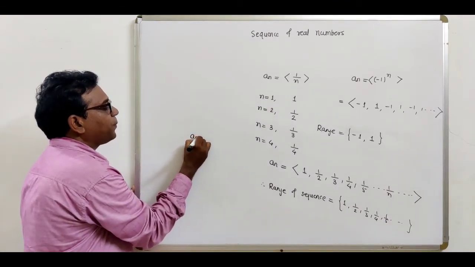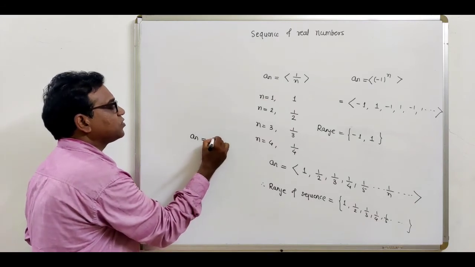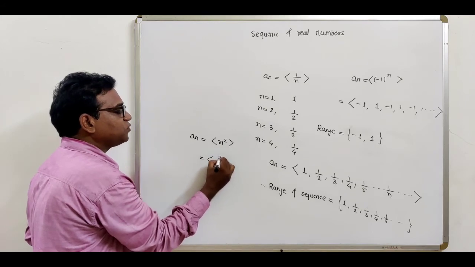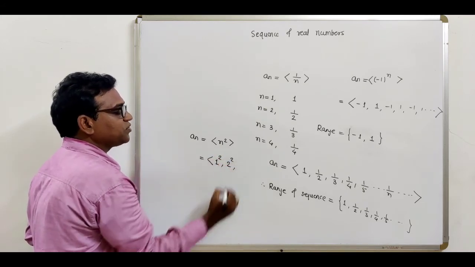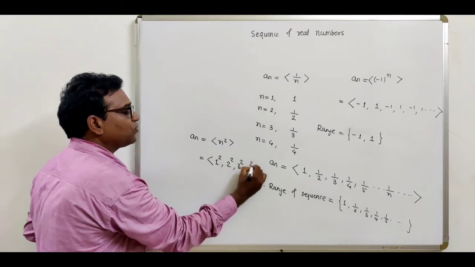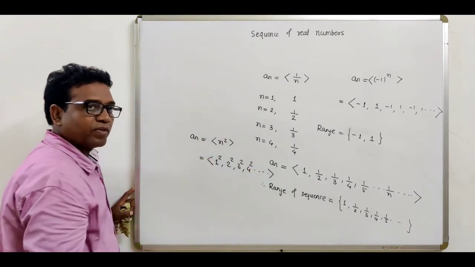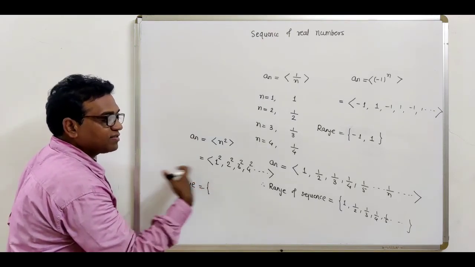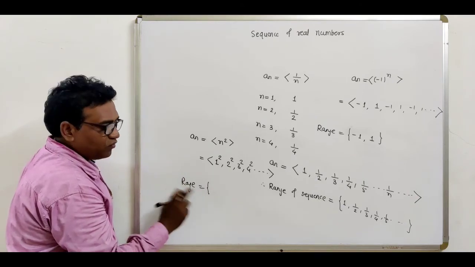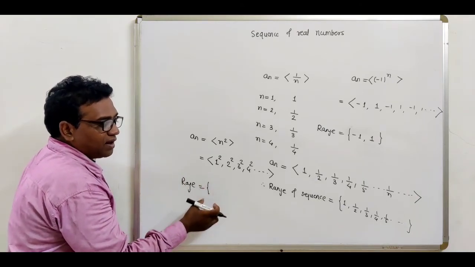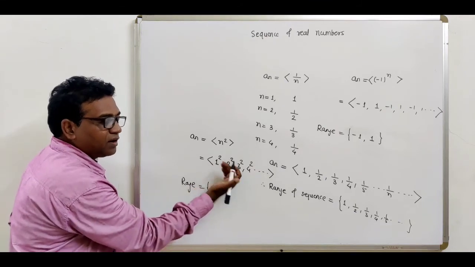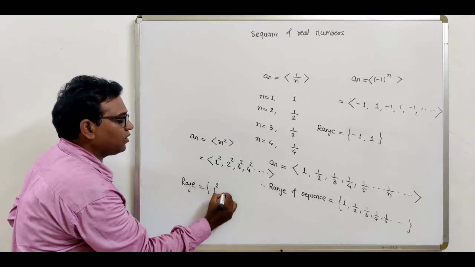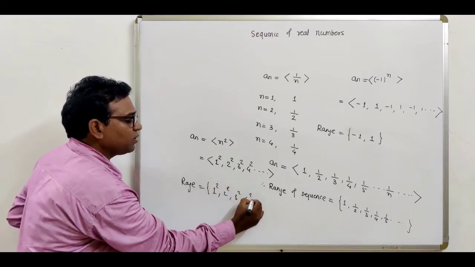Now consider the third example of an infinite sequence: suppose it is n squared. So what are the elements? Put n equal to 1, this is 1 squared. Put n equal to 2, this is 2 squared. Then 3 squared, 4 squared, so this is our sequence. So what is the range of this sequence? The range contains the different terms of the sequence, so the range of this sequence contains all the elements 1 squared, 2 squared, 3 squared, 4 squared, and so on.